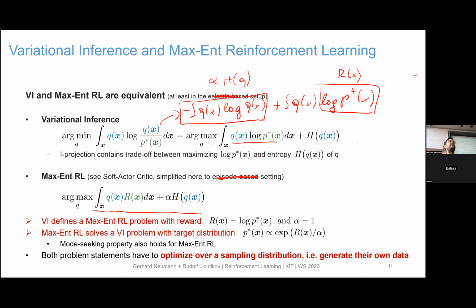But in the end, that doesn't really matter, because the reward, I can arbitrarily define the reward, isn't it? So I can now just divide everything by alpha. So I can move this in here, so R(x) divided by alpha. And then I just have this equation here.